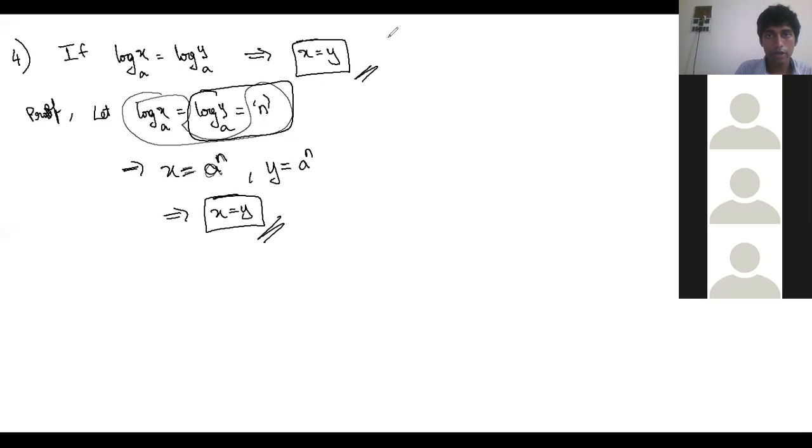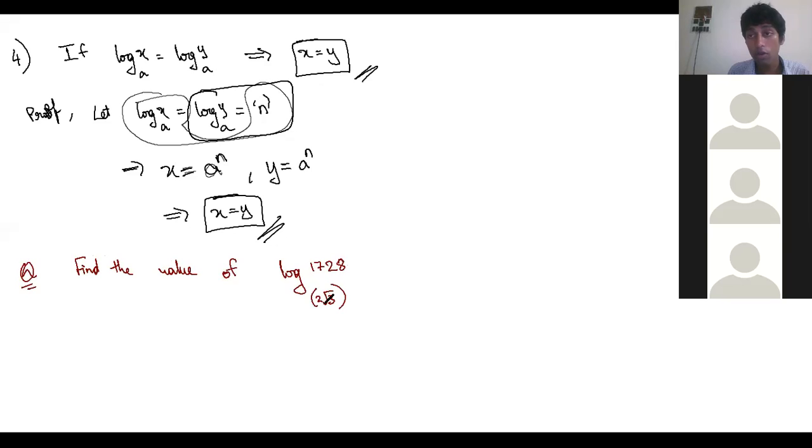I'll give a small question, you guys try. Find the value of log 1728 to the base 2 root 3. There is some specialty to this number. I told you in the last class. So take that as a hint and try to solve this question.